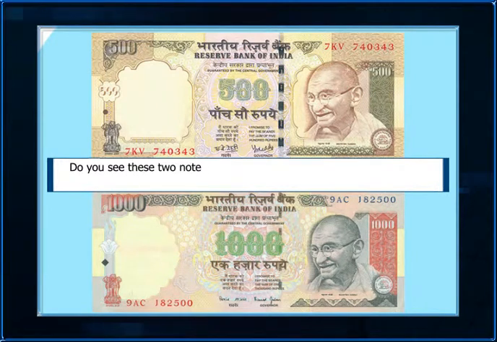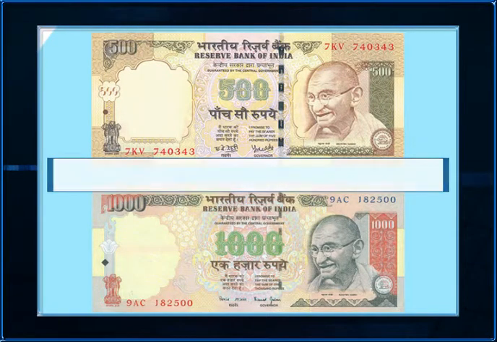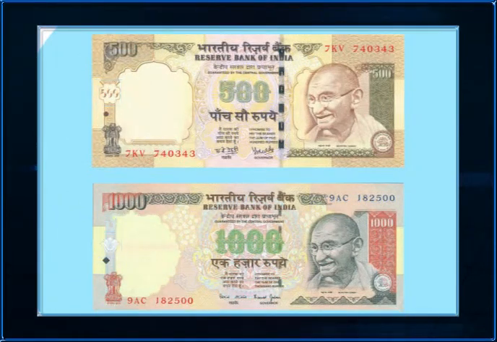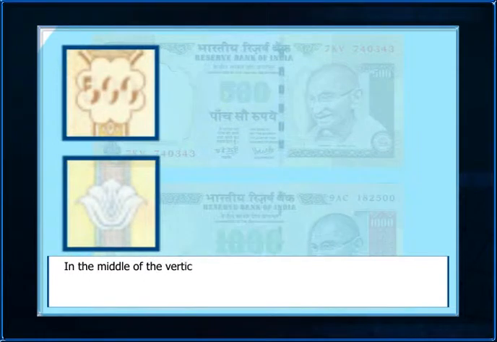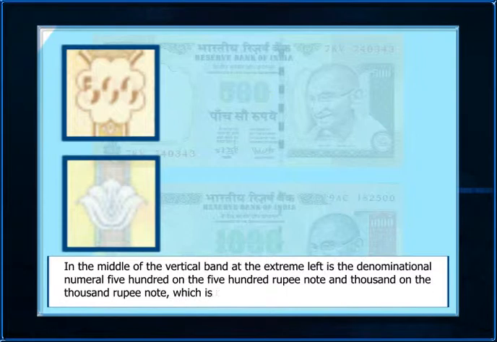You see these two notes of 1000 rupees and 500 rupees. Let us understand the various features of our currency notes. In the middle of the vertical band at the extreme left is the denominational numeral 500 on the 500 rupee note and 1000 on the 1000 rupee note, which is printed as a floral design.